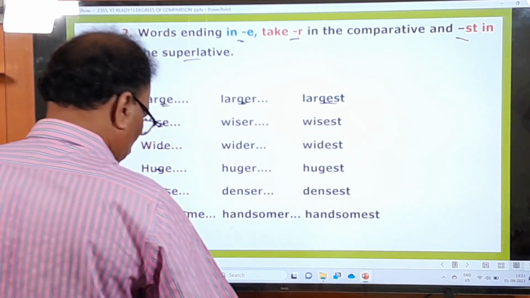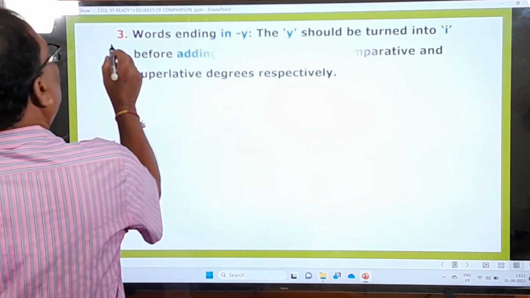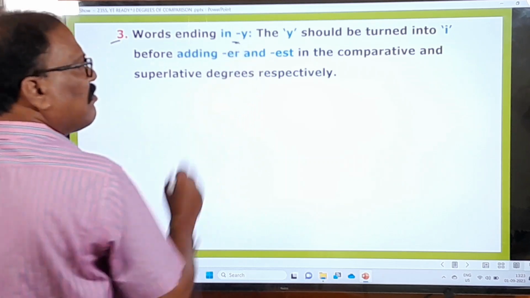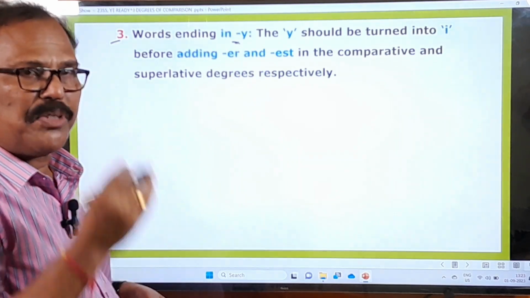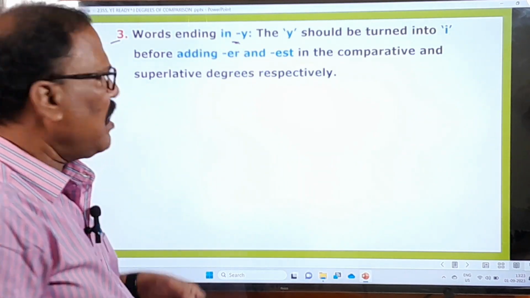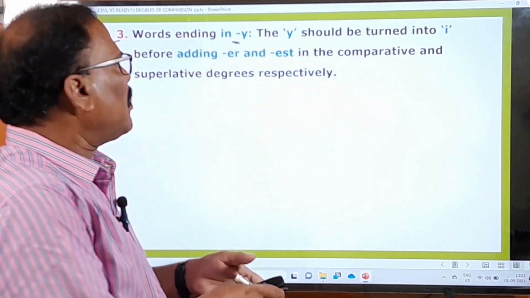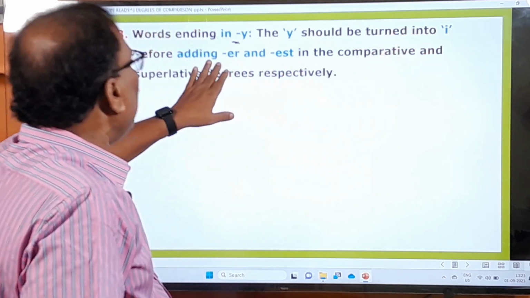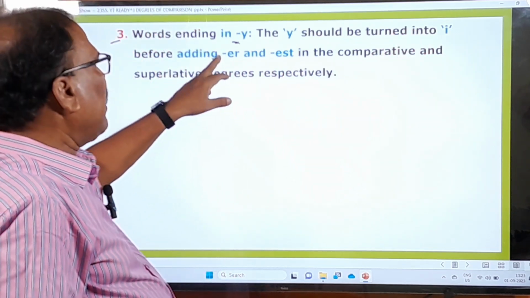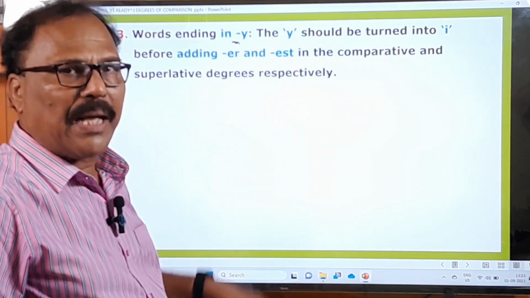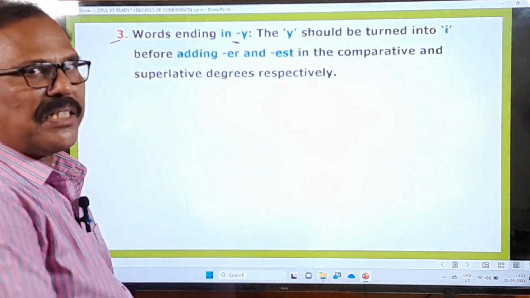Now let's go to the next one. The third variety is words ending in y. Some small adjectives end in y. I am still talking about the small adjectives. Whenever they end in y, you must turn this y into i, and then as usual add er and est to form the comparative and superlative degrees respectively.